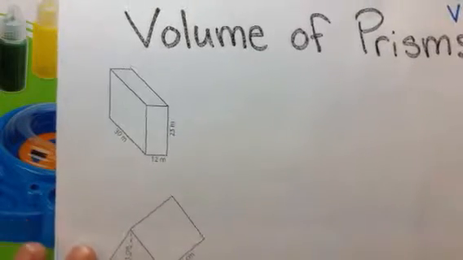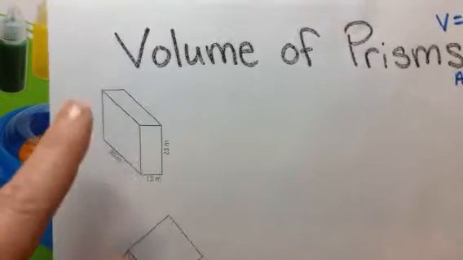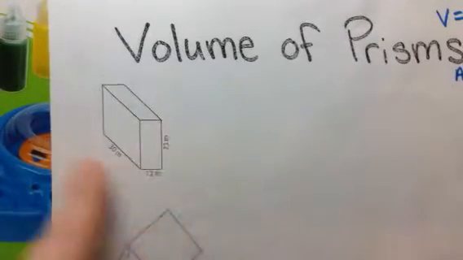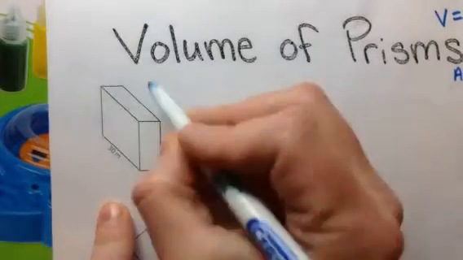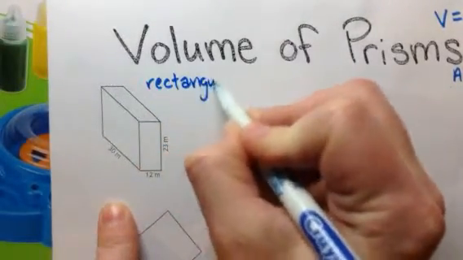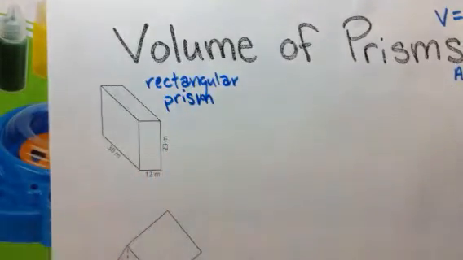Okay, so first, whenever you're working with volume of prisms, you want to identify what the base is, or what type of prism it is. On the first one, since on every single side there's a rectangle all the way around the sides and the top and bottom, I know this is a rectangular prism. Whenever a prism is named, it's named by its bases.